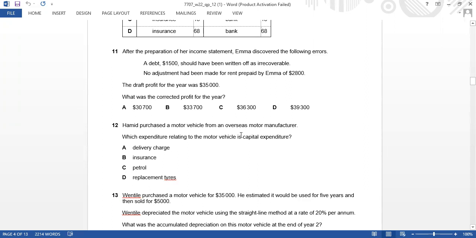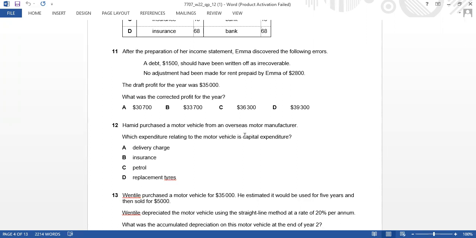Capital expenditure means that if we spend on non-current assets, it will increase the worth of the business or the asset. When we replace the tire, the old tire is replaced by the new tire, so the worth will only be maintained. So that will be revenue expenditure rather than capital expenditure. Petrol is an expenditure that is done daily or monthly, so it won't be capital expenditure, it will be revenue expenditure. Or if there is any repair, that will be revenue expenditure. Insurance is done every year, so that would be revenue expenditure.